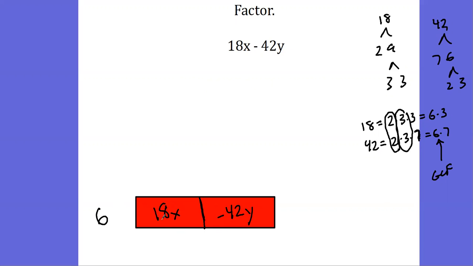And 6 times what gives me 18x? That would be 6 times 3x. 6 times what gives me negative 42y? That would be negative 7y. So 8x minus 42y in factored form can be written as 6 times the quantity, 3x minus 7y.